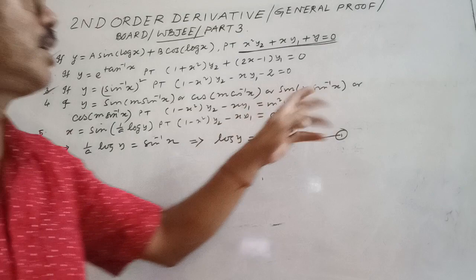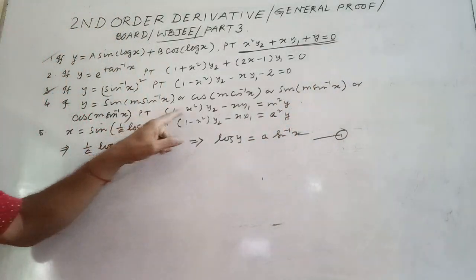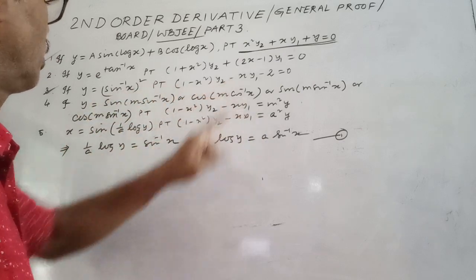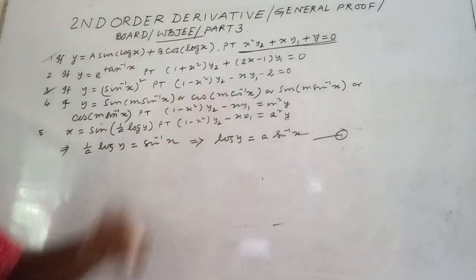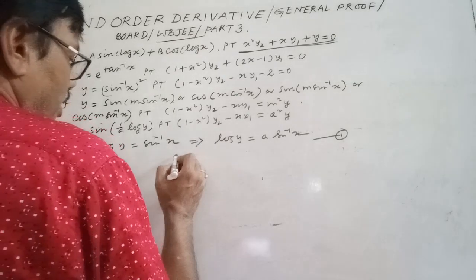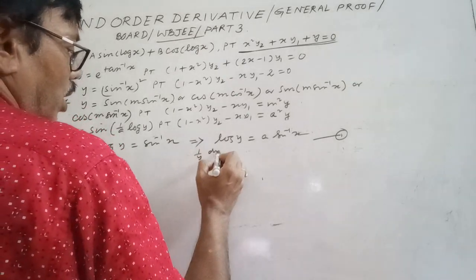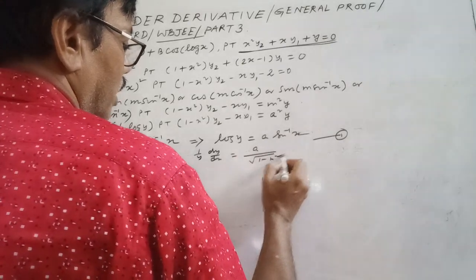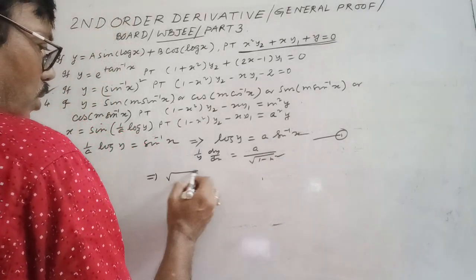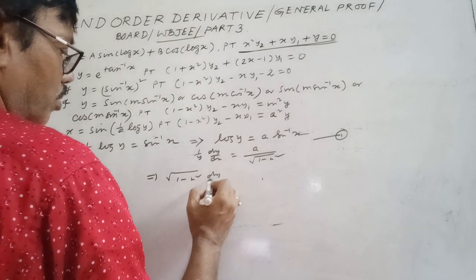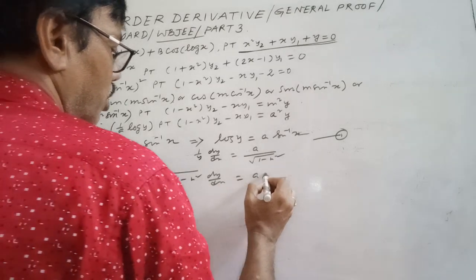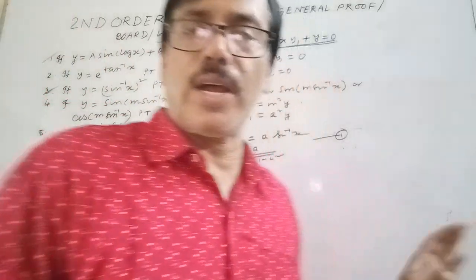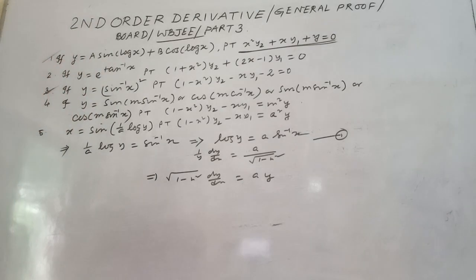Whenever you are getting sine inverse x, you always get 1 minus x square into y2 minus xy1. This is common. This one also common. So differentiating both sides, 1 by y dy dx equals a into 1 over root over 1 minus x square. So root over 1 minus x square into dy dx equals ay.